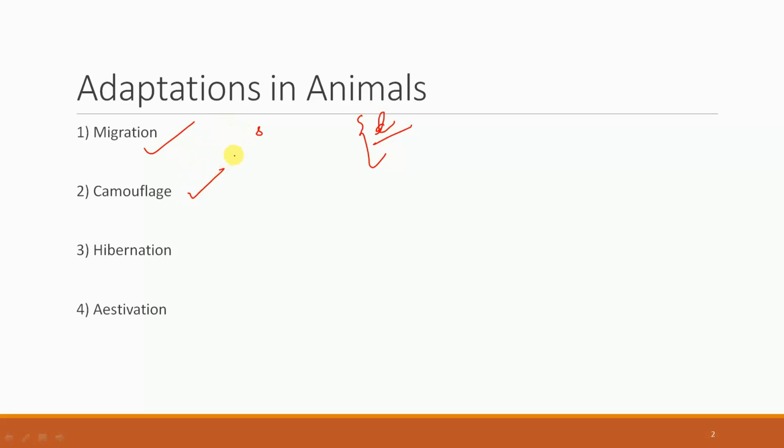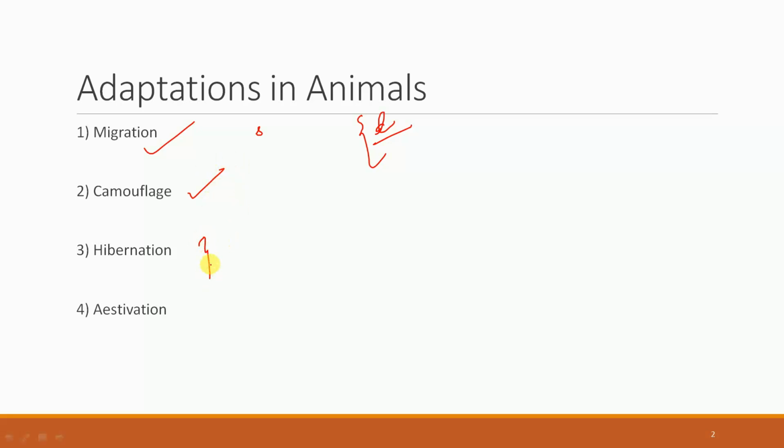Next is camouflage. Now, some animals have a capacity to blend with the surroundings in order to ensure that they can adapt well to that particular environment. For example, insects, reptiles, mammals might have markings on the body which make it difficult to distinguish them from their surroundings. So this is another type of adaptation.